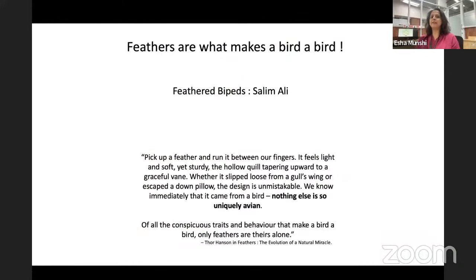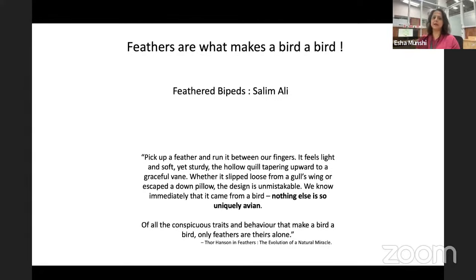We can say that feathers are what makes a bird a bird. Yeah, it looks like a dinosaur, right? So basically, feathers are what makes a bird a bird. Salim Ali said that they are known as feathered bipeds. So they are bipeds like humans, but they are feathered bipeds.